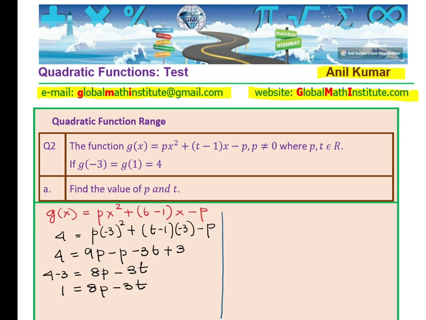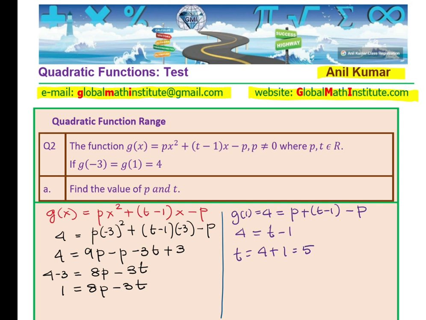Let us now substitute 1 in the equation. We know that g of 1 is also equal to 4, and that gives you p plus t minus 1 minus p. So we get 4 equals p minus p is 0, t minus 1. That gives you the value of t as 4 plus 1, which is 5.